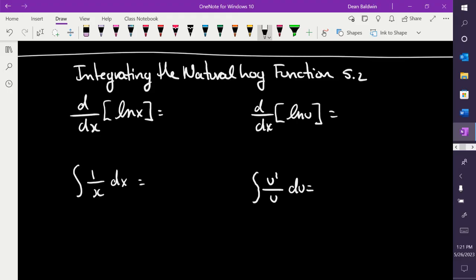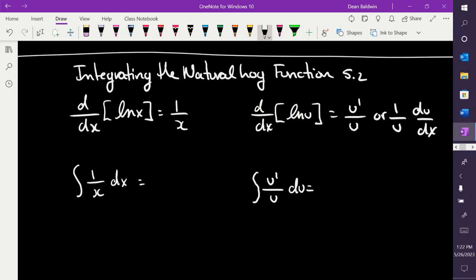Of the natural log function. What's the derivative of the natural log of x? 1 over x. What's the derivative of the natural log of u? Yeah, u primed over u, or 1 over u times u prime. Same thing. Or you could write it as 1 over u du dx. All the same thing. Basically chain rule, right?